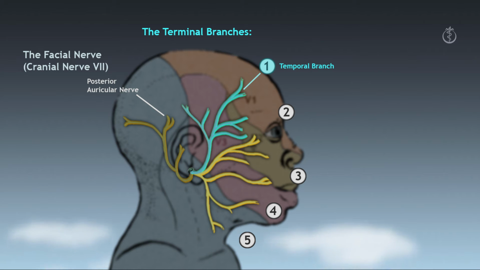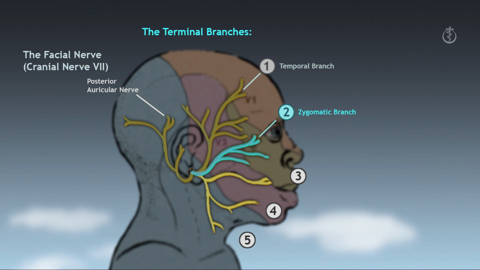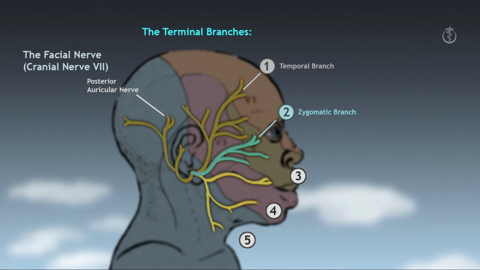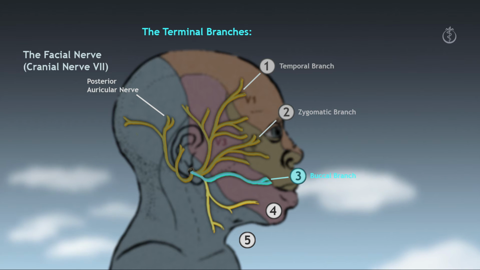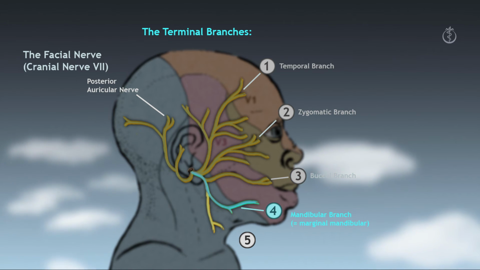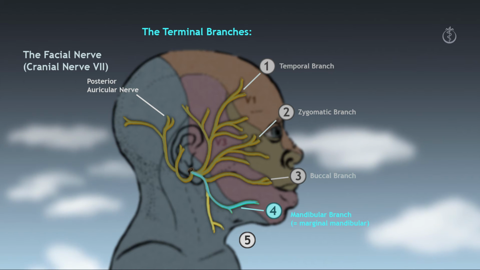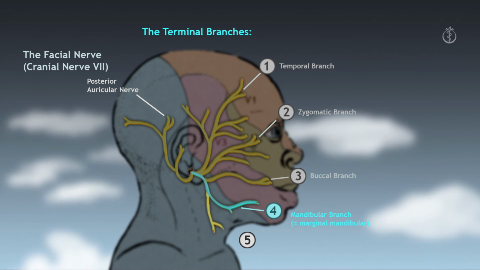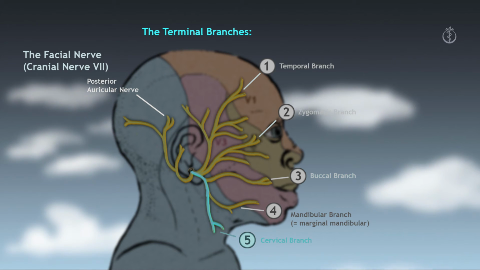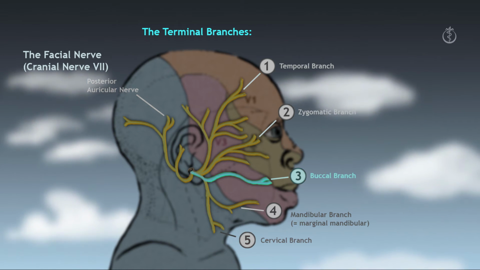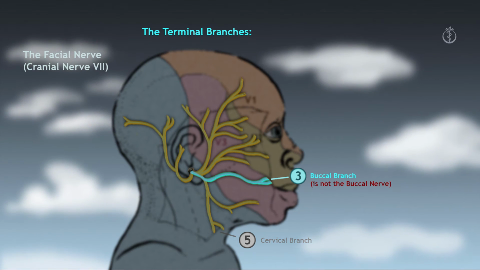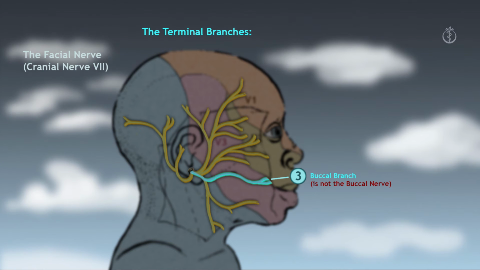temple; the zygomatic branch, that runs into the area of the zygomatic bone; the buccal branch, which passes into the soft part of the cheek; the mandibular branch, which courses into the lower jaw region; and the cervical branch, which runs into the neck. Take note of the buccal branch of the facial nerve. It's important that you do not confuse this with the buccal nerve, which is a cutaneous branch of the trigeminal.